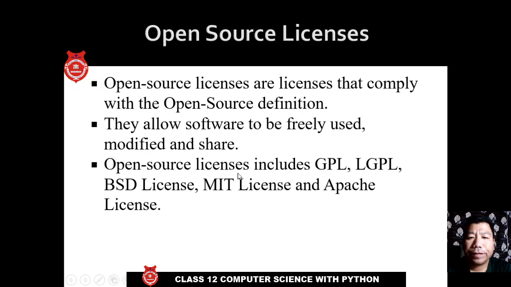So open source software licenses include GPL, which is the General Public License, LGPL, which is Lesser General Public License, BSD, Berkeley Software Distribution License, MIT, Massachusetts Institute of Technology License, and Apache licenses. We are going to study these different licenses in detail, how they are different, and what the main motive or the main aim in these licenses is, etc.